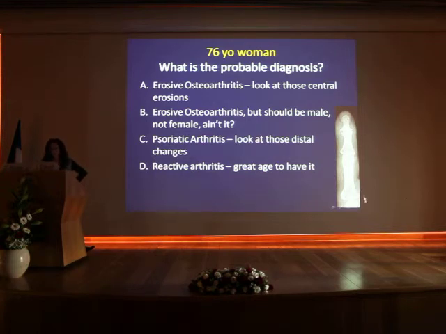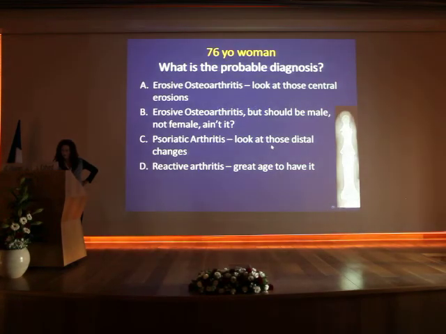Is it erosive arthritis because of the central erosions? It could be erosive arthritis, but these are only seen in males, so it doesn't make sense. Is it psoriatic arthritis? Why? Look at the distal changes, so it must be psoriatic arthritis. Is it reactive arthritis? That is exactly the age to have it. She's 76. So what do you think? Is it A, B, C, or D? Anybody think anything else but A? Okay. So this is really erosive arthritis.